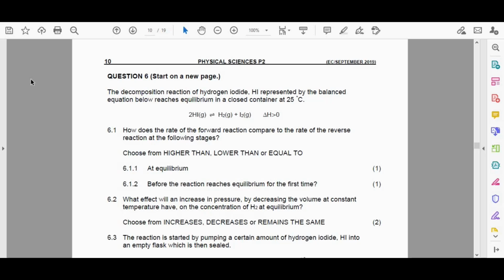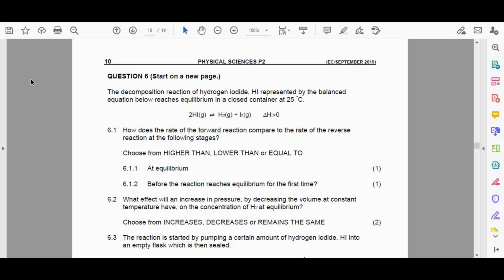The decomposition reaction of hydrogen iodide, HI, represented by the balanced equation below, reaches equilibrium in a closed container at 25 degrees Celsius. And we have the decomposition reaction there: 2HI in the gas phase goes to H2 gas plus I2 gas, and we have enthalpy there, delta H is greater than 0. 6.1.1 asks, how does the rate of the forward reaction compare to the rate of the reverse reaction at the following stages? Choose from higher than, lower than, or equal to.